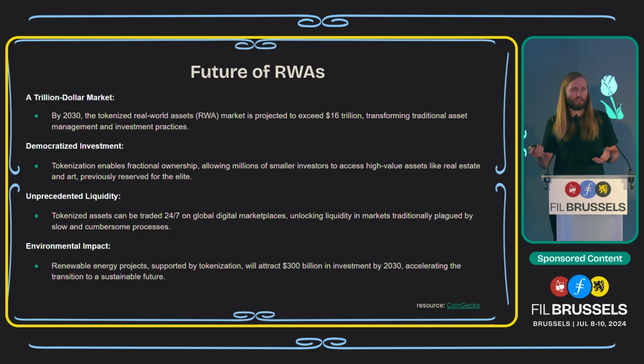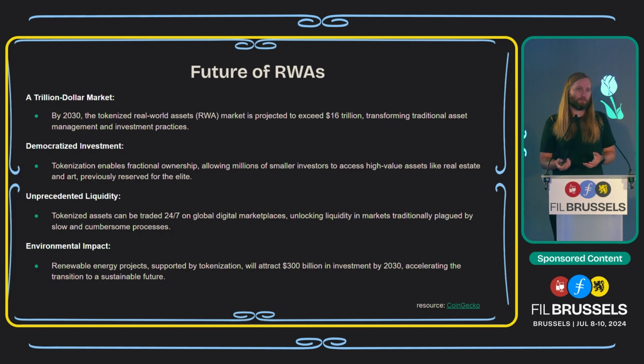Decentralized investment. Tokenization enables fractional ownership. I already talked about that. Unprecedented liquidity. Tokenized assets can be traded 24/7. It's not based on the stock market. It's not based on when banks are open. When these assets are tokenized on a global scale, when we have a $16 trillion market, they will also move faster. So it's not just about the money that is on chain. The chain will enable the assets to be sold 24/7, and we'll see an expedition of a lot of transactions and movements of these real world assets. So the world's going to get even faster after we get to a $16 trillion market cap.